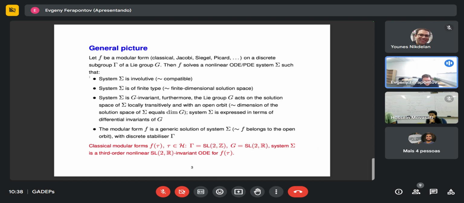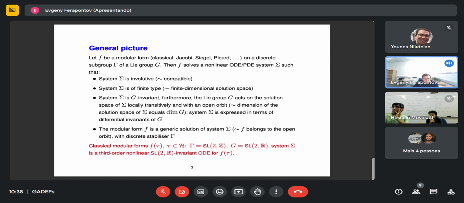Clearly, in this particular case, all four properties are trivially satisfied. First of all, sigma is involutive. We just have one single third order ODE. Of course, it is consistent. You can't form any consistency conditions, right? It's involutive. Then, the system is of finite type. A third order differential equation has a three-parametric solution space. You can specify at a given point f, its first and second derivative. Then all other derivatives are known because of the equation. So this is also trivially satisfied.